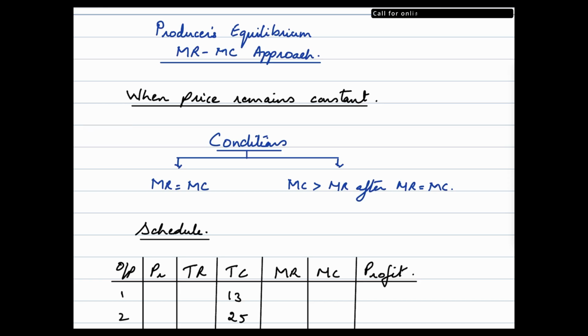So before we begin with MRMC approach, let's take a look at the two conditions that we talked about in our previous video. The conditions were: MR should be equal to MC, and once the equality has been attained, after that MC should be higher than MR. Now for those who don't know what MR and MC are, MR is basically the revenue that you would earn after selling one additional unit of output produced, and MC is basically the cost incurred on producing that additional output. Alright, so MR is marginal revenue and MC is marginal cost.